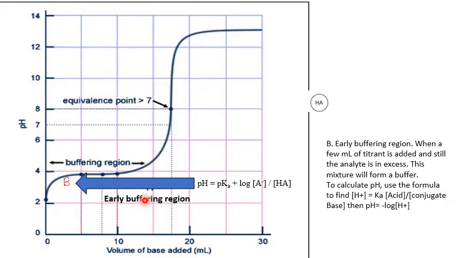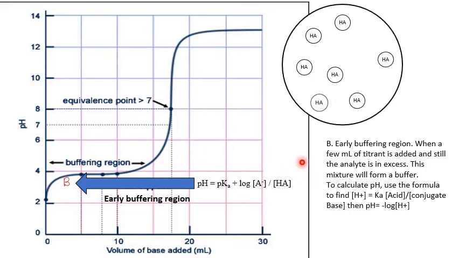So to calculate the pH at this point, we can use the formula pH equals pKa plus log concentration of the conjugate base divided by concentration of the weak acid. And if we look at the particle diagram, we can see that we still have 1, 2, 3, 4, 5, 6, 7 acid. That means excess acid in the flask and a few molecules of the acid got neutralized by the base. So we will have the weak acid and the salt of the conjugate base. That forms a buffer.